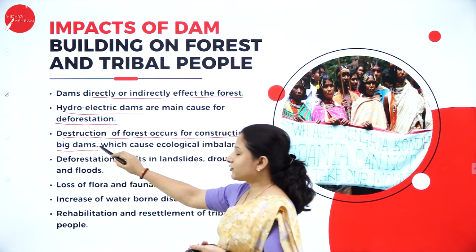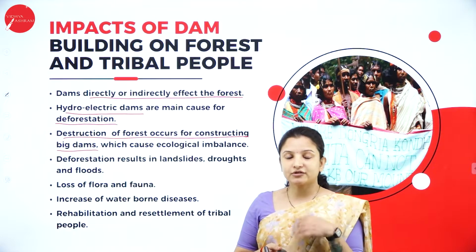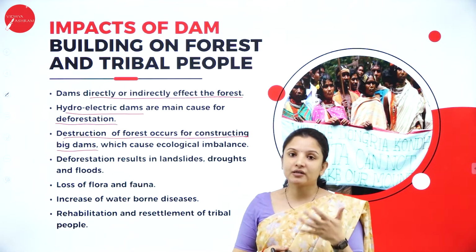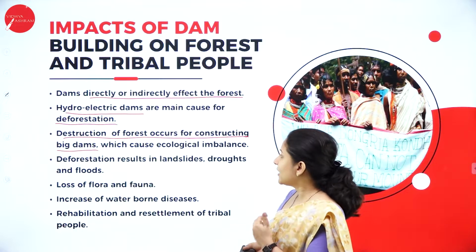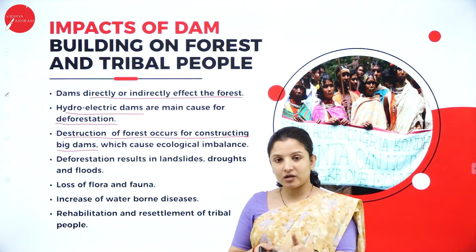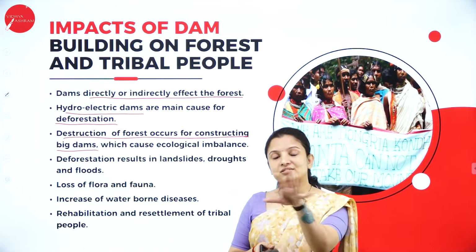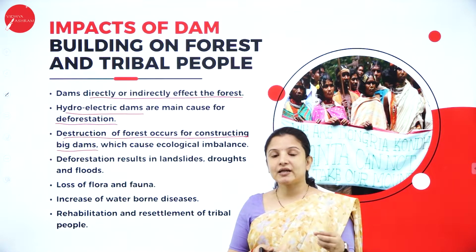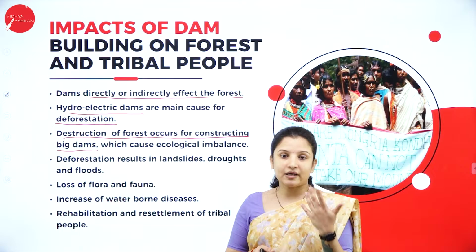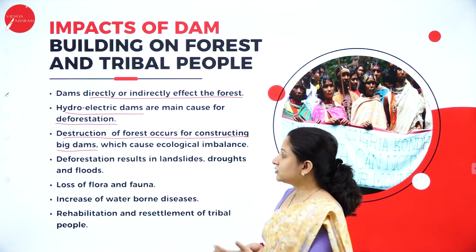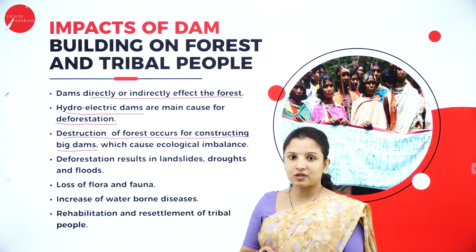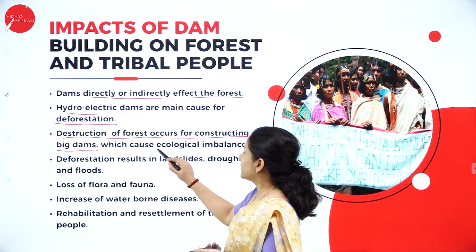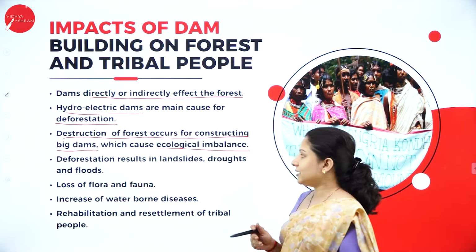So for hydroelectric power plants, that is, to generate electricity, very big dams need to be constructed, and for that we need the water area and not just that, we need the surrounding land area as well. So if we need to make use of the land area, the cutting of trees is eventually a must. This destruction of forest for constructing big dams will therefore cause an ecological imbalance.